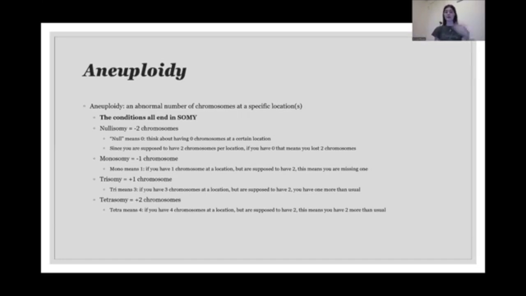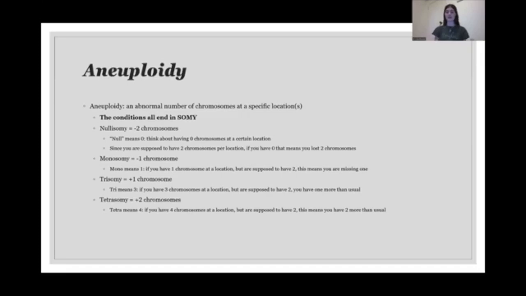For all of these, I want you guys to remember that we have 2 chromosomes at every single location, one from mom and one from dad. And these are all going to be variations of that. In nullosomy, the word null means 0. So instead of our 2 chromosomes at a location, we have 0. How many chromosomes did we lose? Well, we lost 2 chromosomes. Going from 2 to 0 is -2. And that's why nullosomy is -2 chromosomes. So in a human who usually has 46 chromosomes, this would be 44 chromosomes.